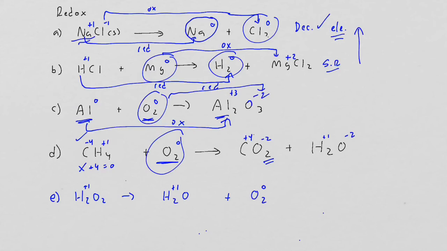This is called a disproportionation reaction. I'll write that down. Disproportionation. In a disproportionation reaction, the same substance gets both reduced and oxidized. That might seem weird, but take a look at this. This is hydrogen peroxide right here.